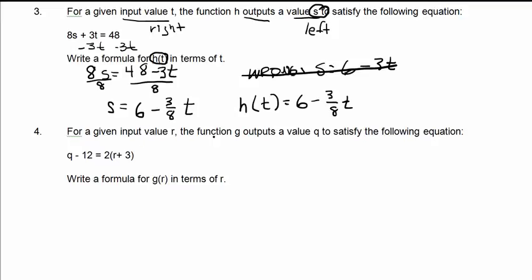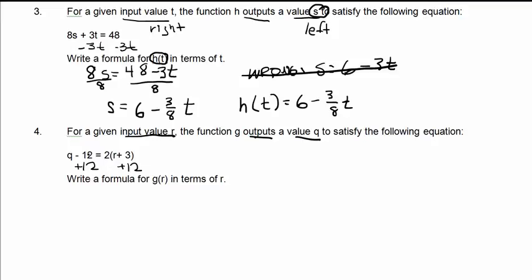For a given input value r, function g outputs a value q to satisfy the following equation. Q minus 12 equals 2 parentheses r plus 3. Write a formula for g of r in terms of r. Here's your output value, q. Q's go to the left, which it's already on the left side. Nice. Everything else, including input values, are going to be on the right. So r is already on the right side. That's great. Let's get this 12 out of here. Add 12 to both sides.